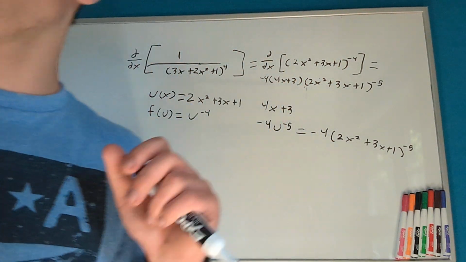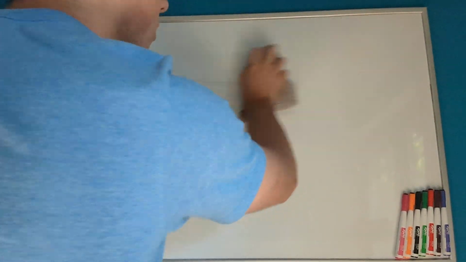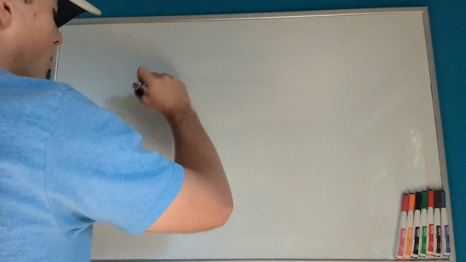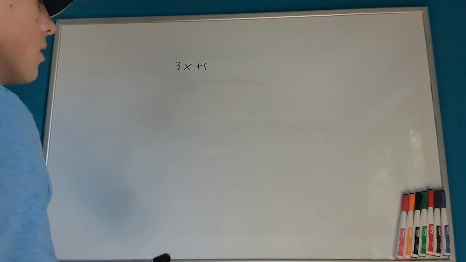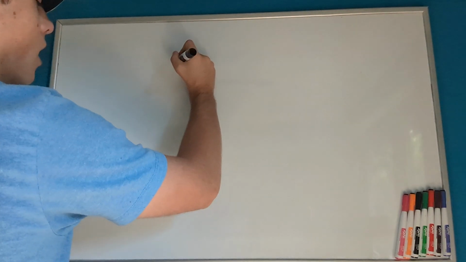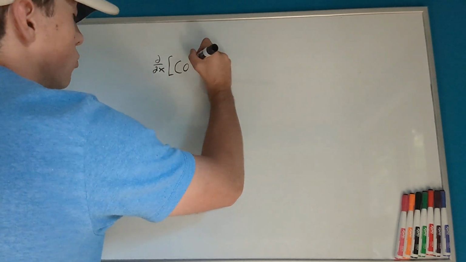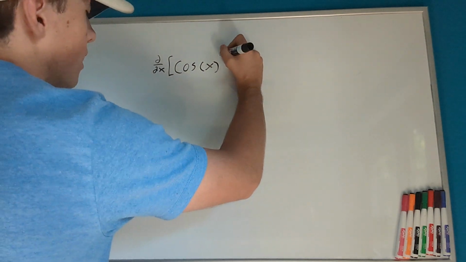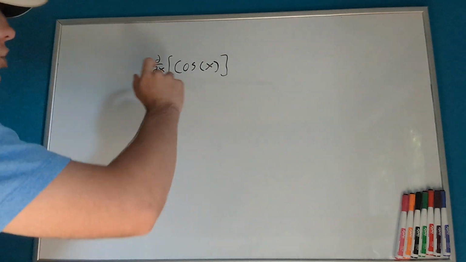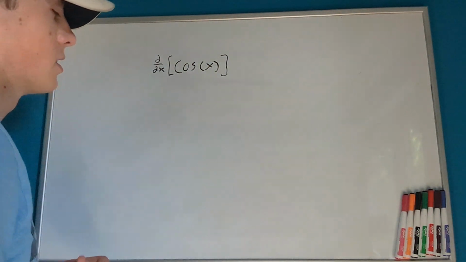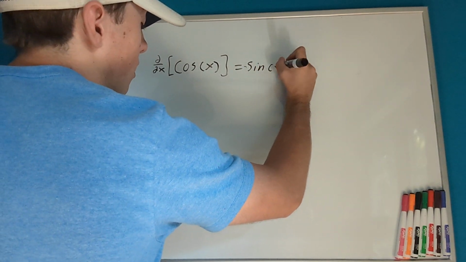Let's quickly, before we conclude, take a look at some examples of when we won't want to use the chain rule. Well, if we just have 3x plus 1, do we want to use the chain rule? No. If we have the derivative with respect to x of cosine of just x, right, do we want to use the chain rule here? You could use the chain rule here, but what's in here is not complicated, so we can just say that this would equal negative sine of x, right?